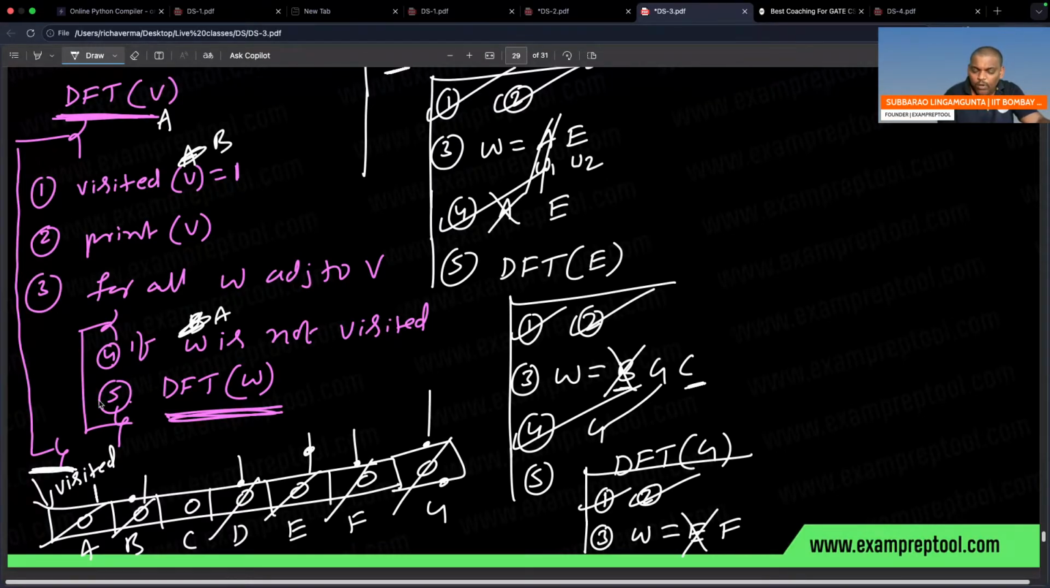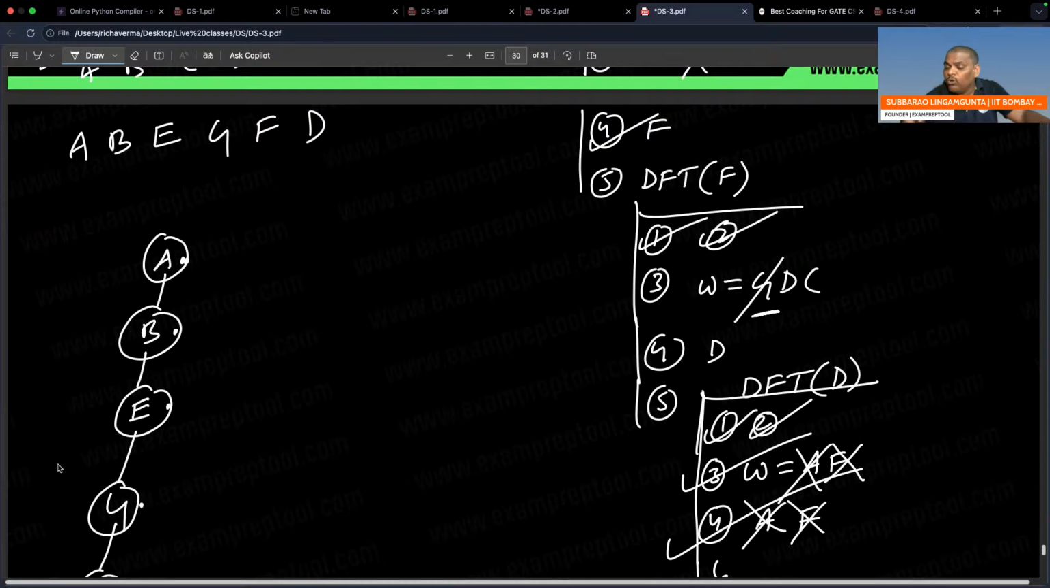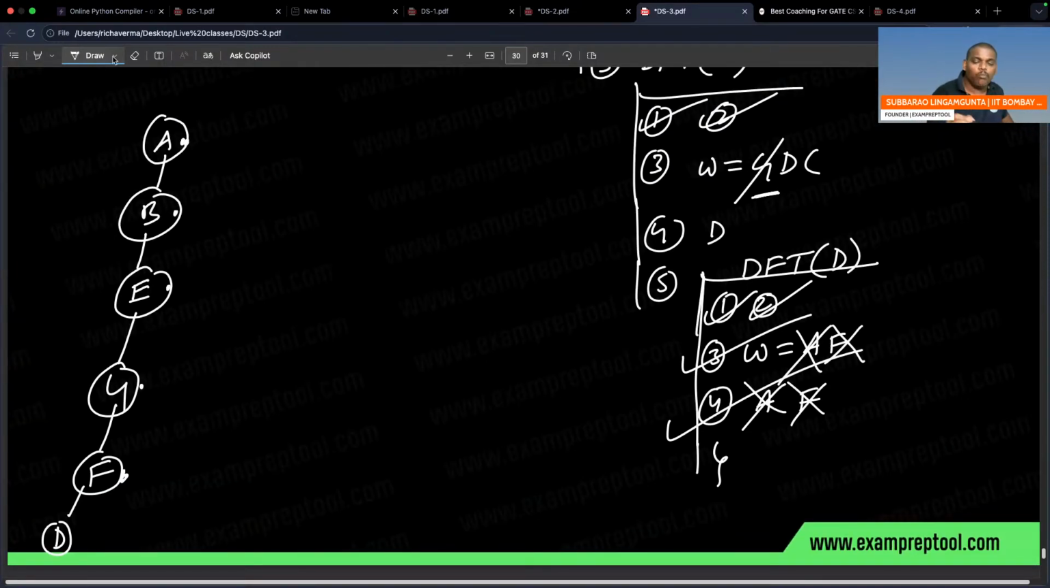Until now, every time you were going back at this place only, you were unable to come here. Now you are able to come, the first time. This is called backtracking. Now pop. This is popped. Completed.